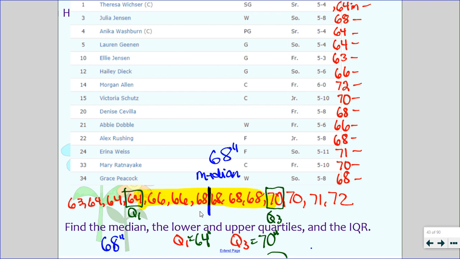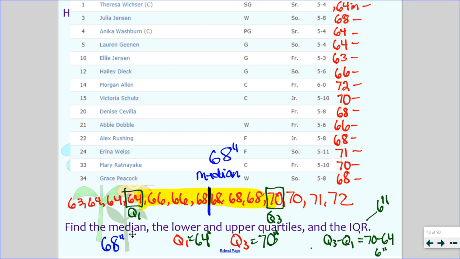The IQR is just Q3 minus Q1, or the third quartile minus the first quartile. So that's going to be 70 inches minus 64 inches. So that means 6 inches is going to be my IQR.